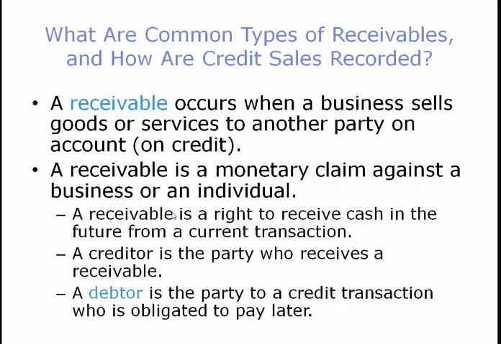What are the common types of receivables? A receivable occurs, as the note here says, when a business sells goods or services to another party on credit. So if the school bought office supplies from Latson's Office Supplies, and Latson's doesn't collect cash when they drop them off, they're selling us office supplies on credit, and they expect us to pay for that sometime in the future. That's going to be considered a receivable.